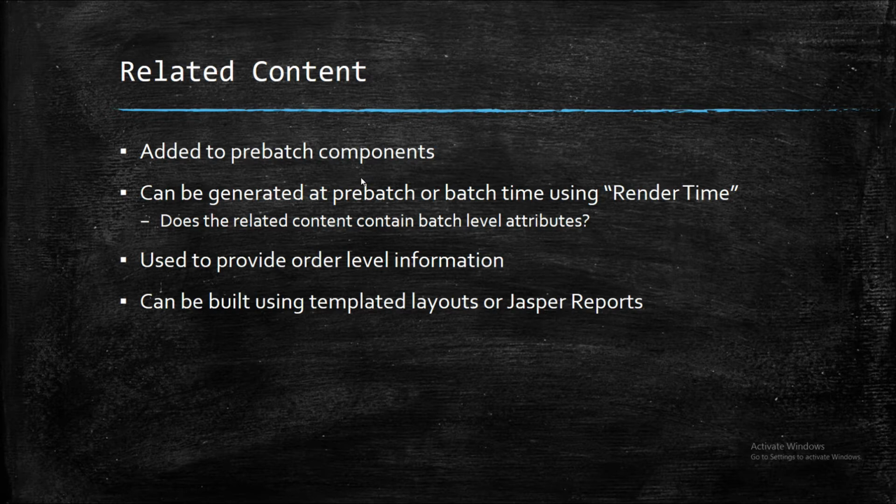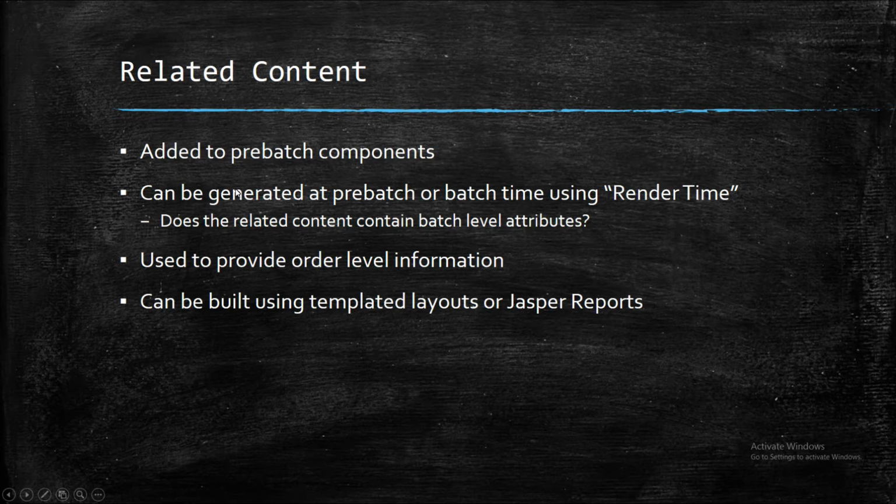So the main reason you would ever want to have the related content rendered at batch time is if that piece of content is going to contain a batch level attribute, because those attributes would not be available during the pre-batch process. So we hold off on generating that related content until batch time so that those attributes can be added. Related content is used to provide order level information, typically.